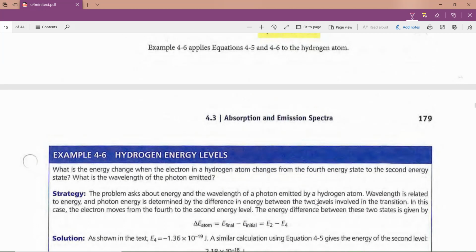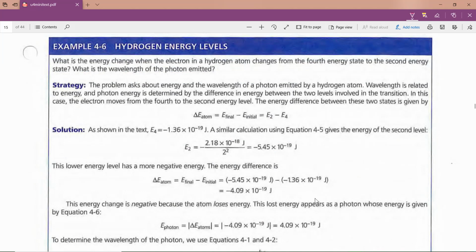So let's see how this all works in example 4.6 on page 179. What is the energy change when the electron in a hydrogen atom changes from the fourth energy state to the second energy state? Sometimes you hear that written as fourth energy level down to second energy level, but fourth energy state to second energy state is good. So our n initial is 4, our n final is 2. You want to get what's the wavelength of the photon emitted. So we want to get the energy change and the wavelength.